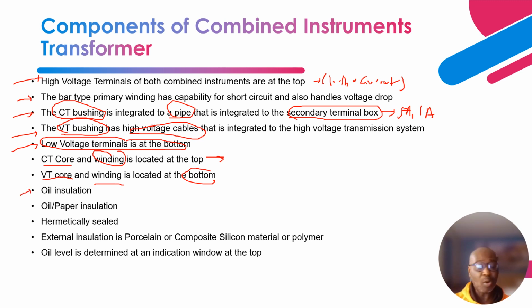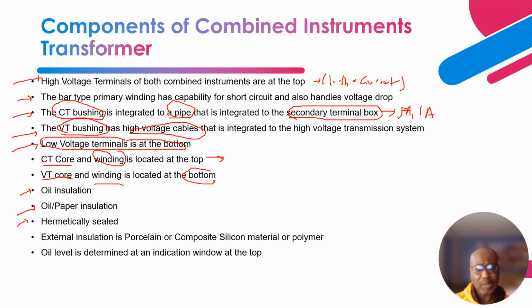It also has some oil, which is basically used for the insulation system. Sometimes you can have a combination of oil and paper, and internally it forms a graded capacitance to grade the voltage and electric field to prevent damage to the equipment.